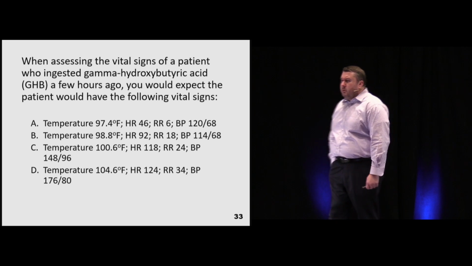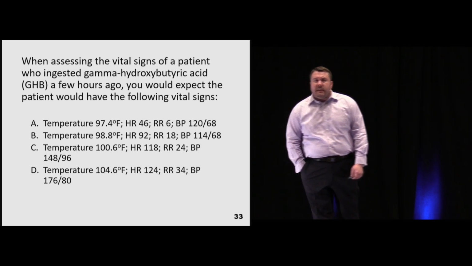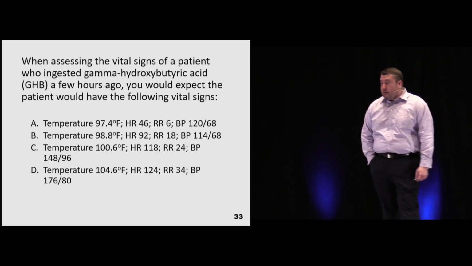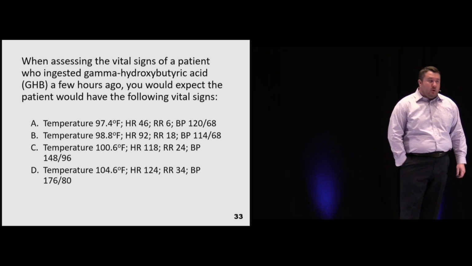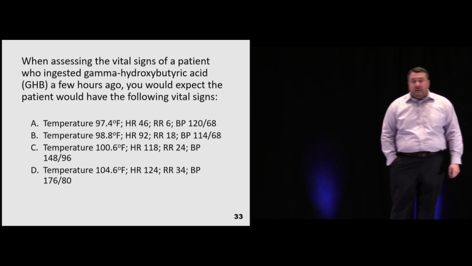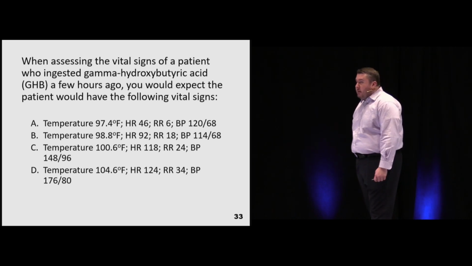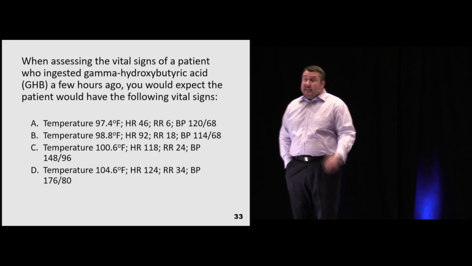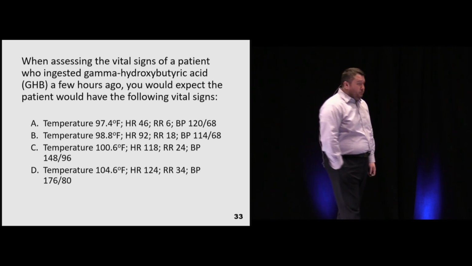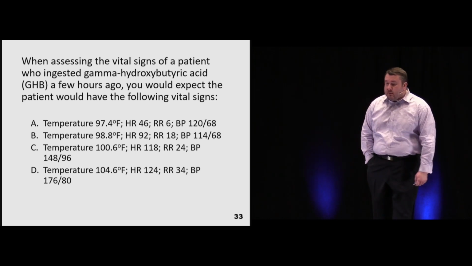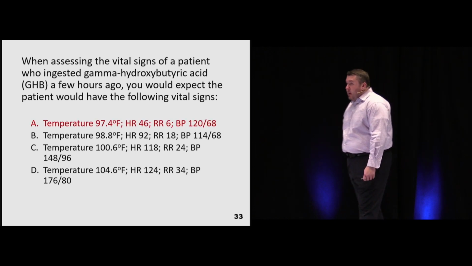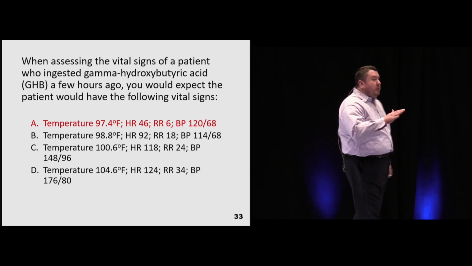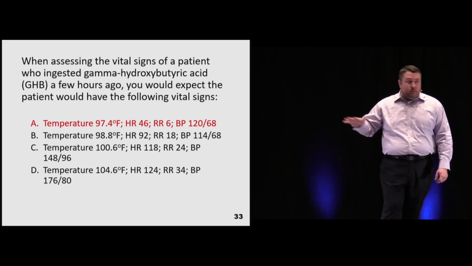What does GHB do? It is a CNS depressant. Sometimes used as a date rape drug. Different than Rohypnol, that's a benzodiazepine, but GHB is sometimes used for date rape or just for enhancing sexual pleasures. So it'll drop the core temperature, drop the respiratory rate and the heart rate, but usually their blood pressure stays normal to low normal.